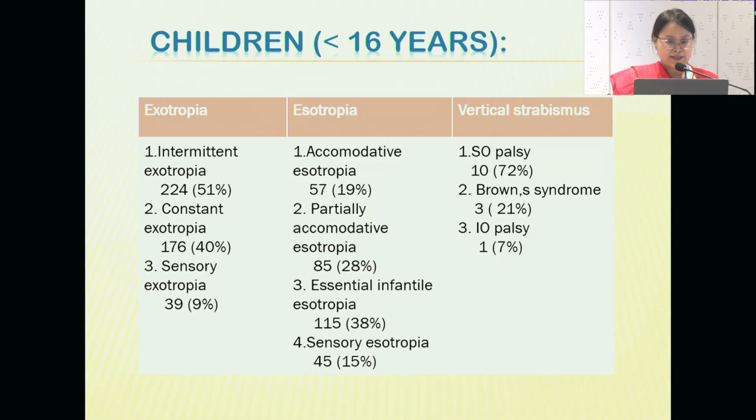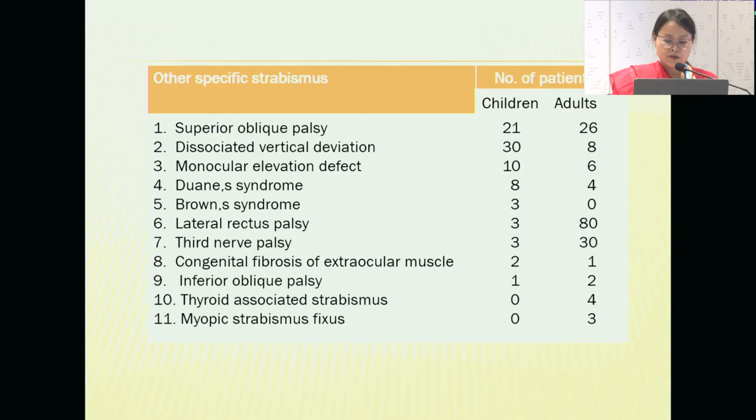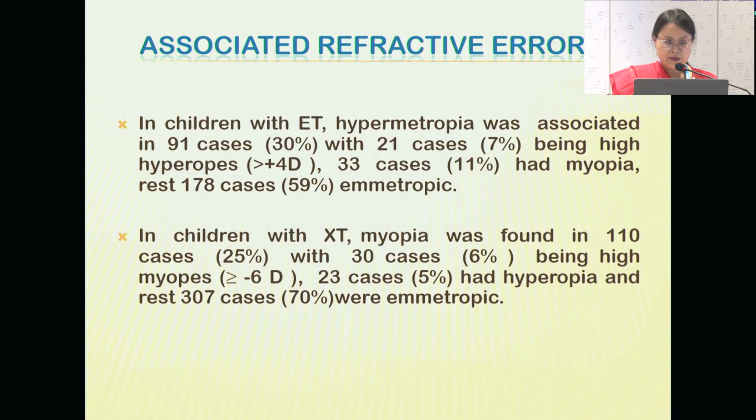In children less than 16 years, in exo, intermittent exotropia was the most common. Essential infantile esotropia was the most common presentation in the esotropia group, and esopalsy in the vertical strabismus group. In adults, intermittent exotropia was the most common, and in esotropia, non-accommodative esotropia was the most common, and palsy contributed to maximum of the vertical strabismus. These are some specific types of strabismus found in both children and adults.